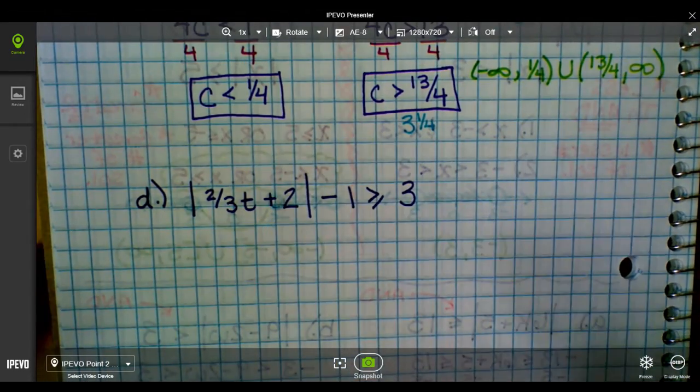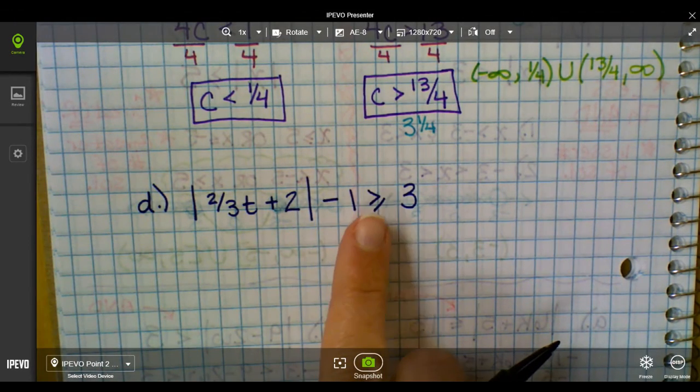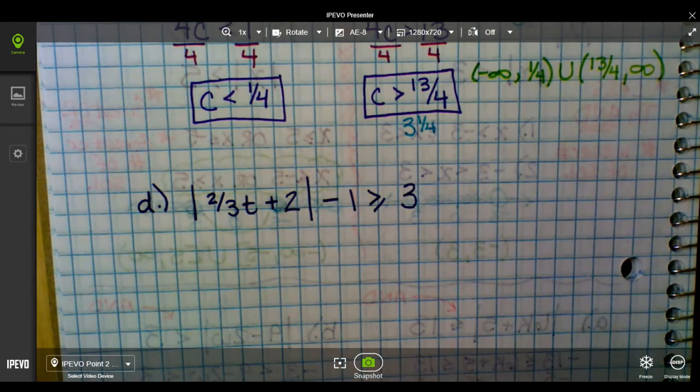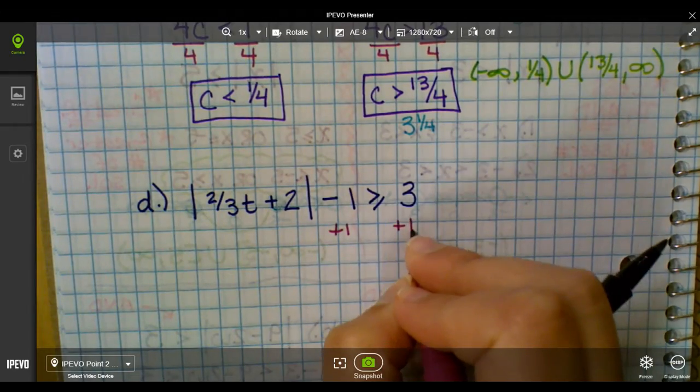Okay, so this is going to be pretty much exactly the same as when we were solving regular equations. You have to make sure this absolute value is by itself before you can even decide if it's an and or an or. So the first thing that has to happen is this 1 has to go away. So I'm going to add 1 to both sides.